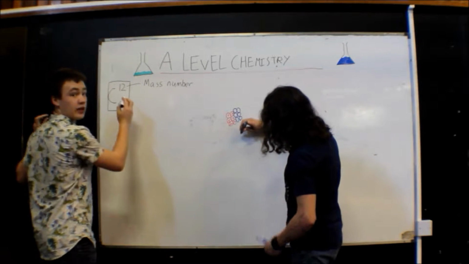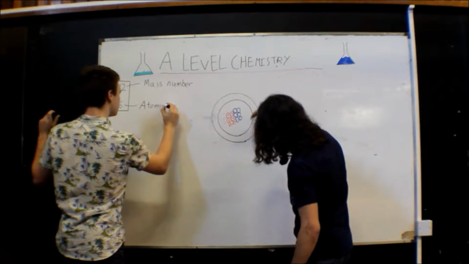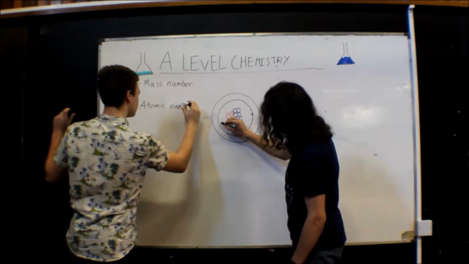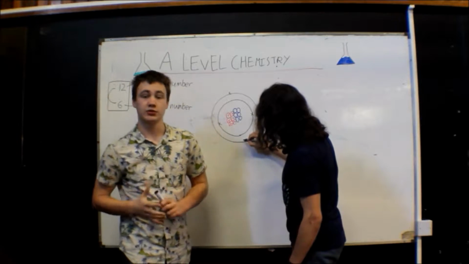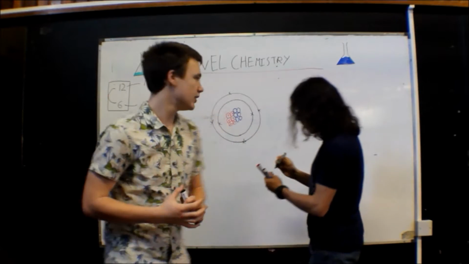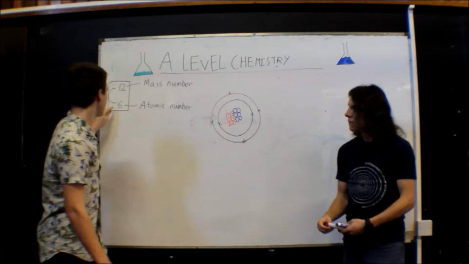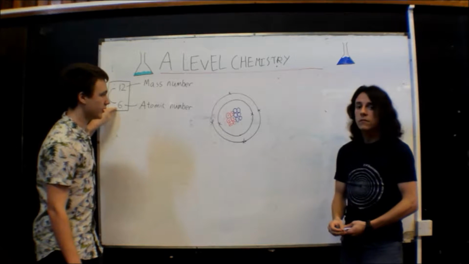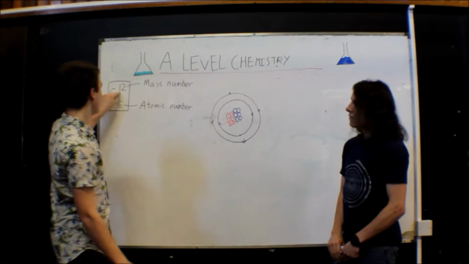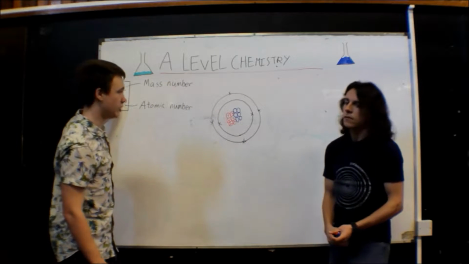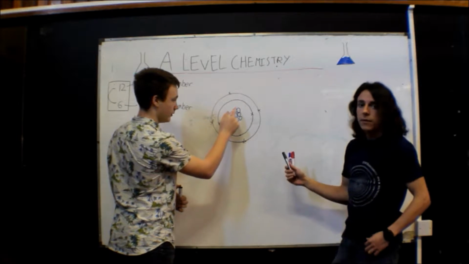Now here we have the atomic number. That's the number of protons in an atom. It's also the same as the number of electrons in an atom. So what this really tells us is, firstly, we should have 6 protons in the nucleus. 1, 2, 3, 4, 5, 6. But altogether we should have 12 particles in the nucleus. This implies there's actually another 6, which are neutrons. 1, 2, 3, 4, 5, 6.